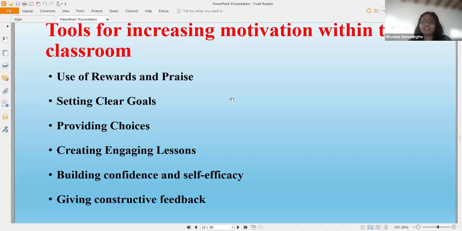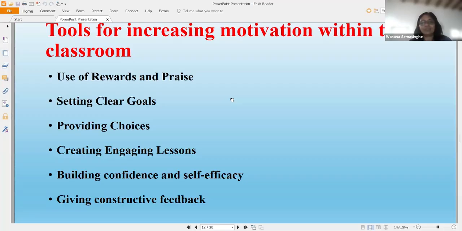You can give your students some choices that will make them feel responsible for their own learning. They may choose a project topic. They may choose a book to read. Okay, then they will be more motivated.